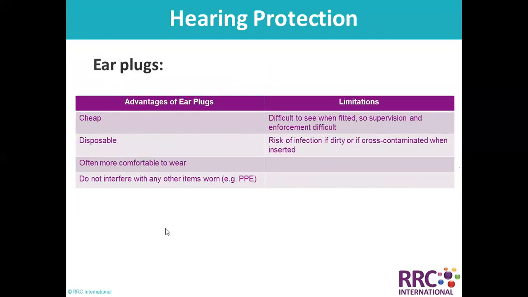Now let's talk about earplugs. Some of the advantages are they are cheap, disposable, often more comfortable to wear, do not interfere with any other items worn, e.g. like PPEs. But what are the limitations? Difficult to see when fitted, no supervision and enforcement, difficult, risk of infection if dirty or if cross-contaminated when inserted.